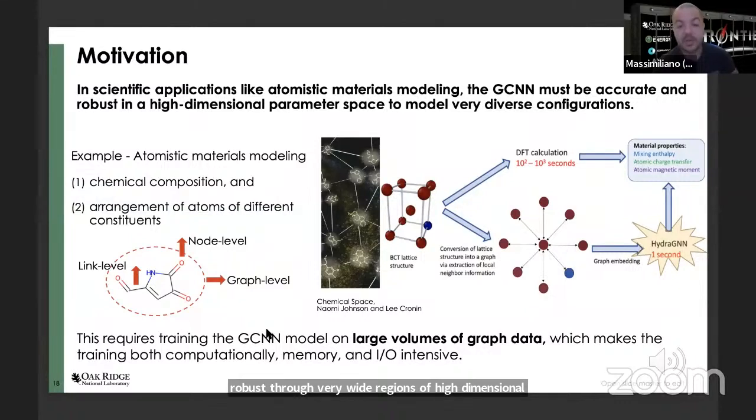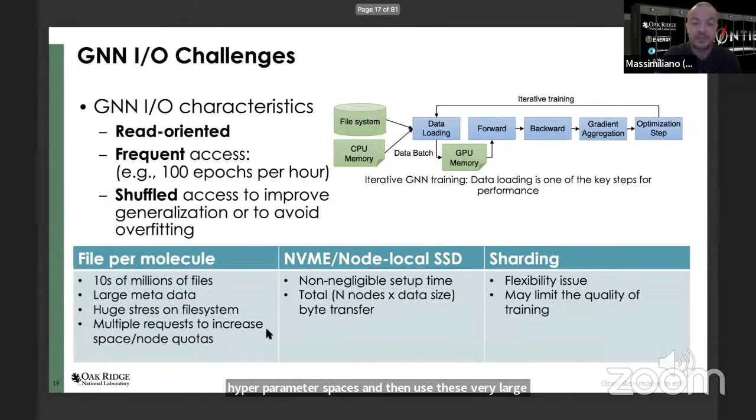And the only way to do so is by collecting large volumes of data that thoroughly explore wide regions of hyperparameter spaces, and then use these very large volumes of data for the robust, scalable GNN training. But obviously, this introduces several input-output challenges that need to be handled from the perspective of the facility in order to make sure that we avoid bottlenecks during the scalable and parallelized training of the graph neural network at scale. And I would just like to give briefly the room to Zhong to mention some scalability details about large volumes of training data.